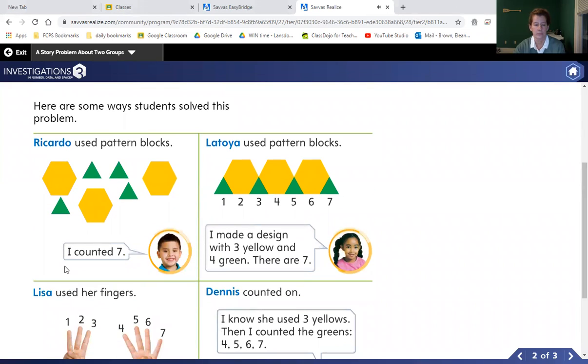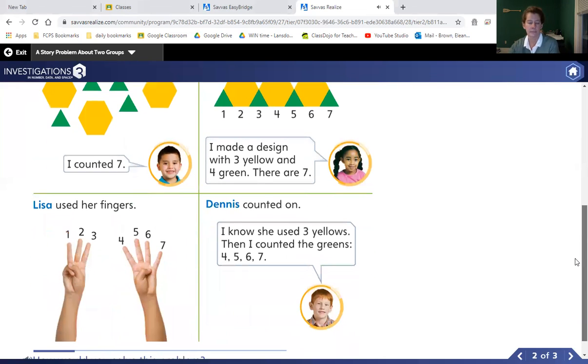Ricardo used pattern blocks. I counted 7. Latoya used pattern blocks. I made a design with 3 yellow and 4 green. There are 7. Lisa used her fingers. 1, 2, 3, 4, 5, 6, 7. Dennis counted on. I know she used 3 yellows. Then I counted the greens. 4, 5, 6, 7.